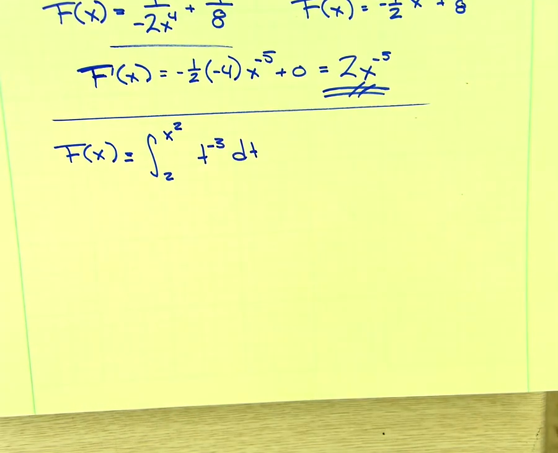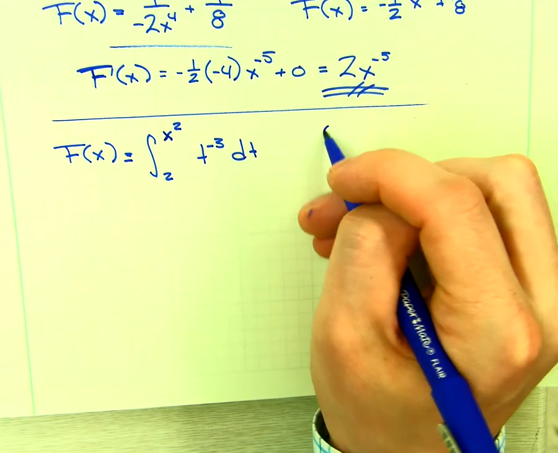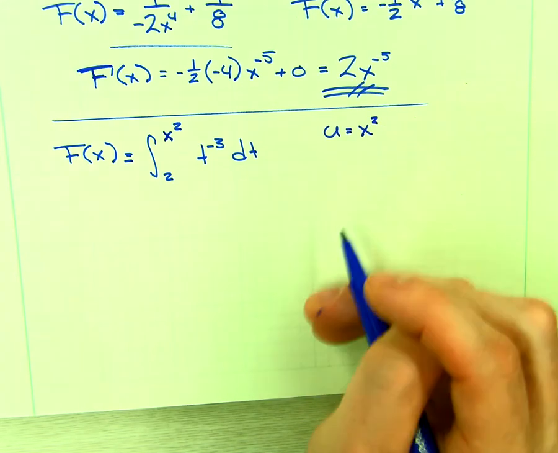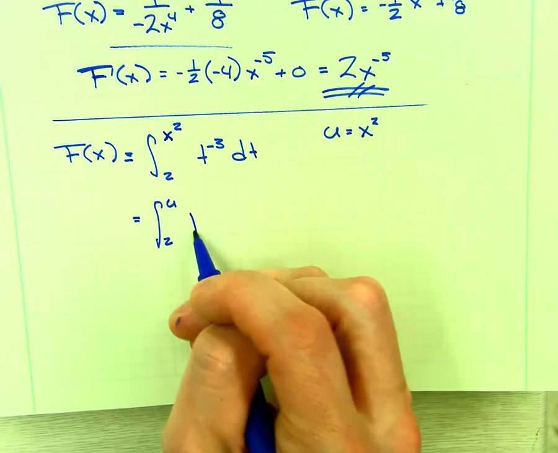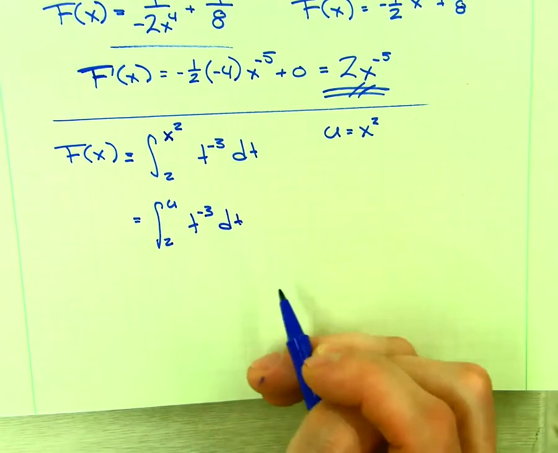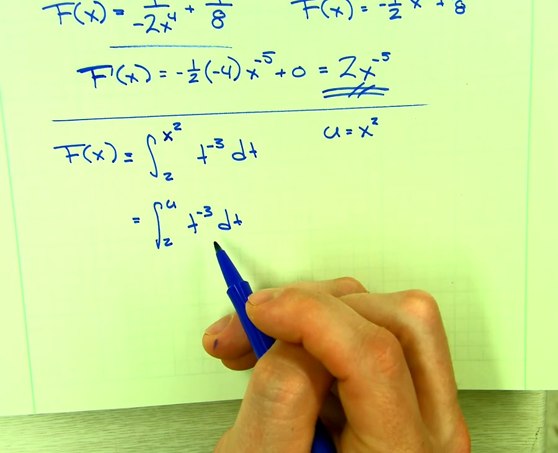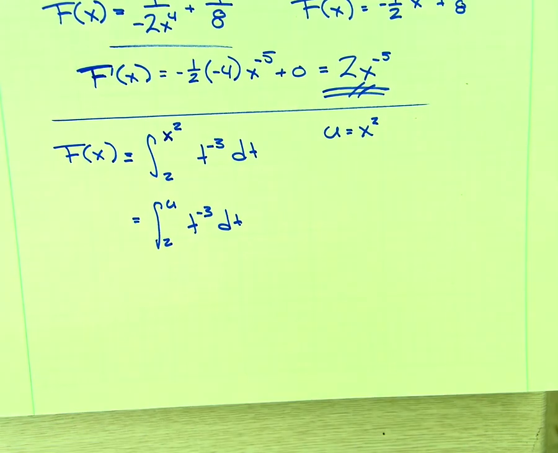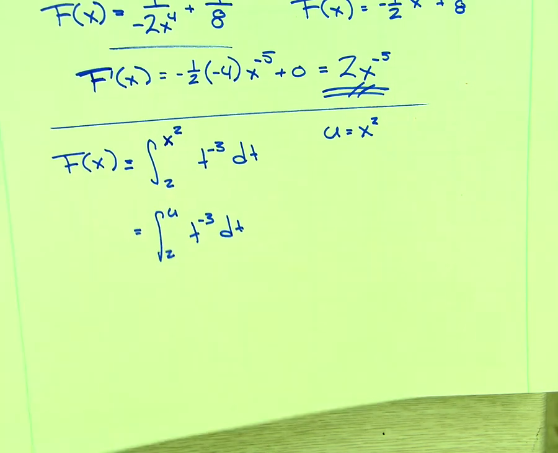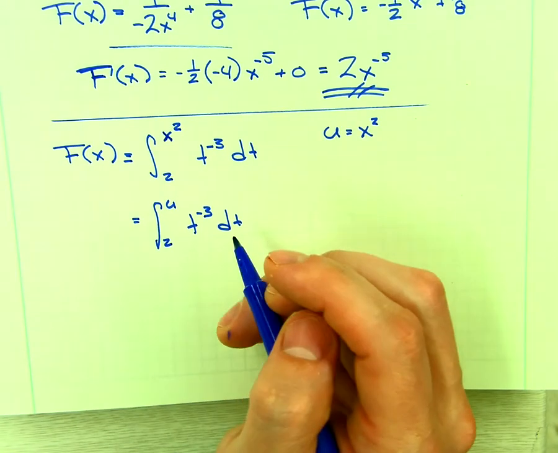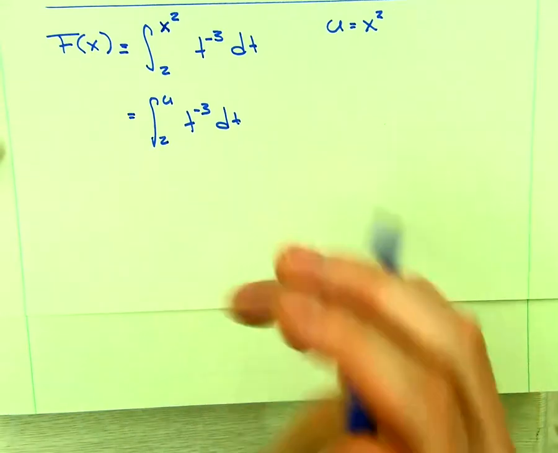Now, if you remember what we did, this x squared is kind of freaking me out. So I can say, all right, u is going to be equal to x squared. And then I can rewrite this as the integral from 2 to u of t to the minus 3 dt. And then I can do the integral and start seeing what happens. Sorry, I'm getting a little bit ahead of myself. So this is going to be f of x.